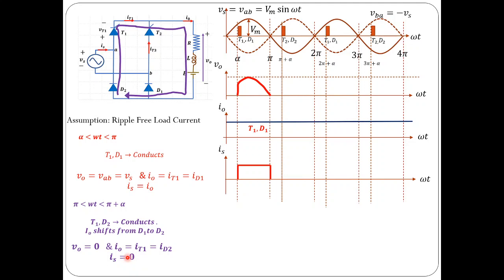And at omega t equal to pi plus alpha, what are we doing? We are supplying a gate pulse to thyristor 2. So thyristor 2, which is already forward biased, would come into conduction. During this period, T2 and D2 are going to conduct. So current would shift from this path to the new path, that is, current would shift from T1 to T2 because it is already forward biased.